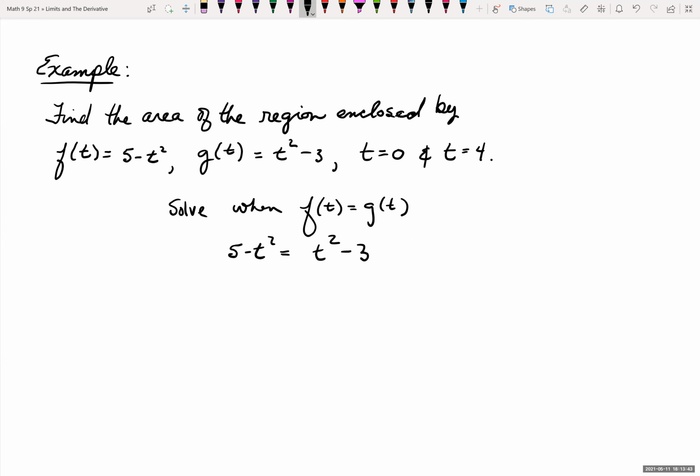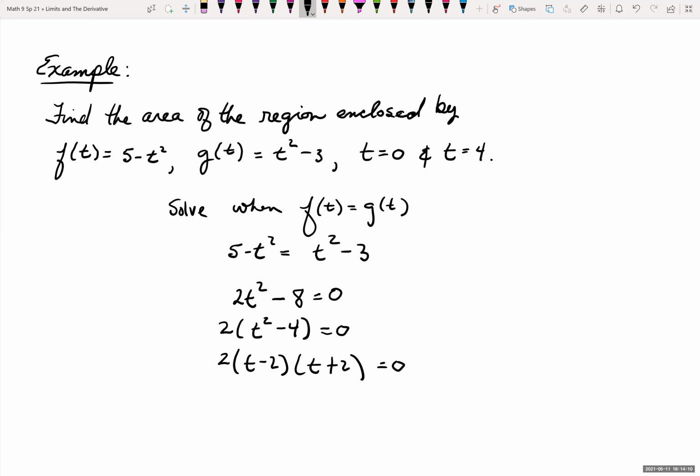And if we do that, adding t squared to t squared, we get 2t squared. Minus, we have 3, and then we're subtracting 5, so we get minus 8. This is equal to 0. So I notice we can factor out a 2, and doing so we get t squared minus 4, which is the difference of squares. And so we can factor t squared minus 4 as t minus 2 times t plus 2 equals 0. So 2 is never equal to 0, but t minus 2 is equal to 0 when t is 2. And t plus 2 is equal to 0 when t is negative 2.